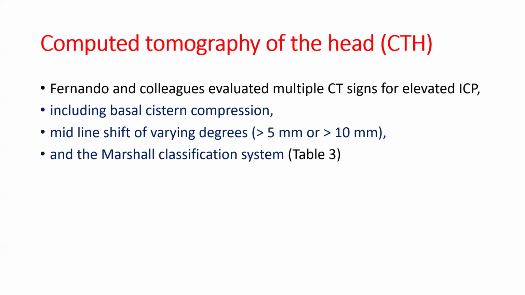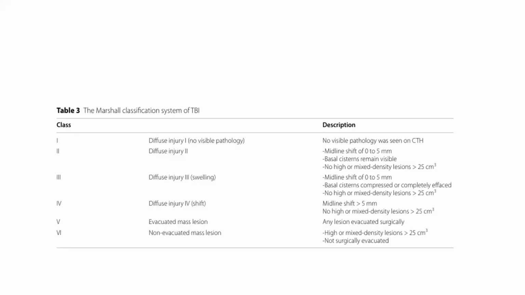elevated ICP. Now, the next tool is the computed tomography of the head. Fernando and colleagues evaluated multiple CT signs of elevated ICP, including basal cistern compression, midline shift of varying degree, more than 5 or more than 10, and the Marshall classification system. The Marshall classification system of traumatic brain injury includes this classification.